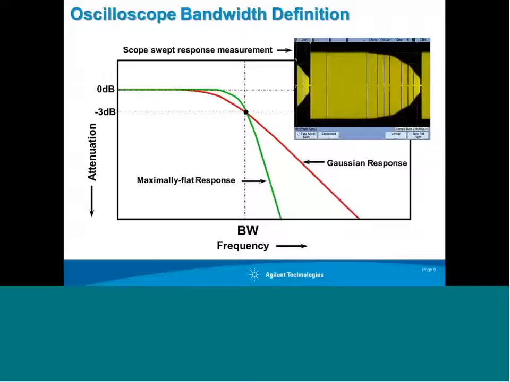Now, we're showing two different frequency responses here. The red trace represents what's known as a typical Gaussian frequency response, and most scopes 1 gigahertz and below have a Gaussian frequency response. But some of the higher bandwidth scopes, 1 gigahertz and above, have what's called a maximally flat response, which begins to approach what some people might call a brick wall response.